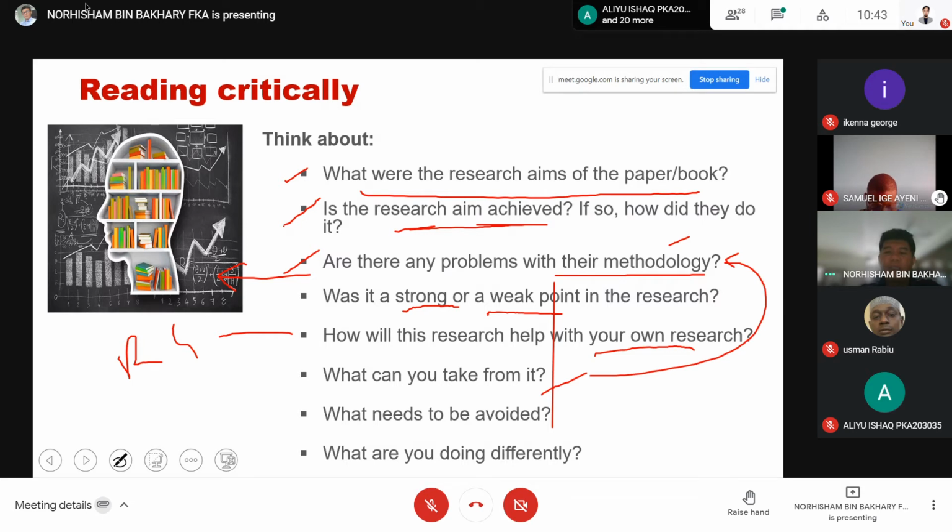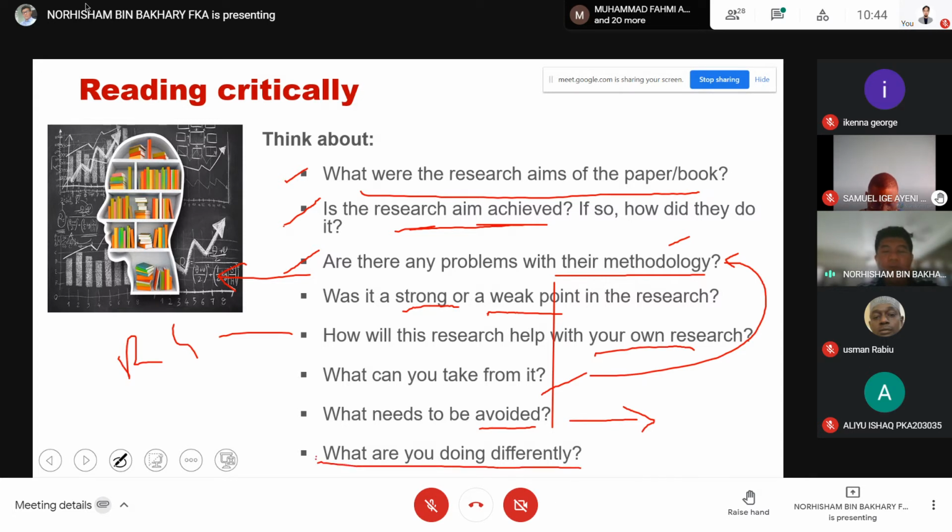Okay. So what needs to be avoided? Some of the results show you, okay, this part doesn't give you good results, or this certain method doesn't give you good results. So you can avoid those, and don't do that. If you have a question in your Viva, and the examiner asks you, why didn't you use this method? You already know the actual reason. Okay, what are they doing differently?